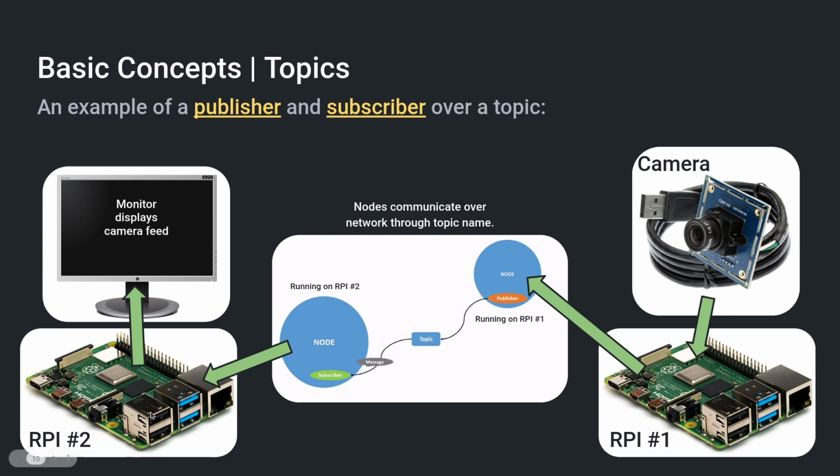and to the Raspberry Pi number 2, and the program running on Raspberry Pi number 2 would have its own node and a subscriber, which again is a consumer of data. And because it's listening to this common topic name, it's able to receive the data and display it onto the monitor.